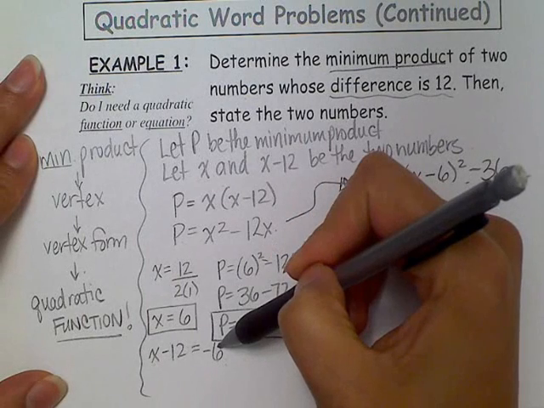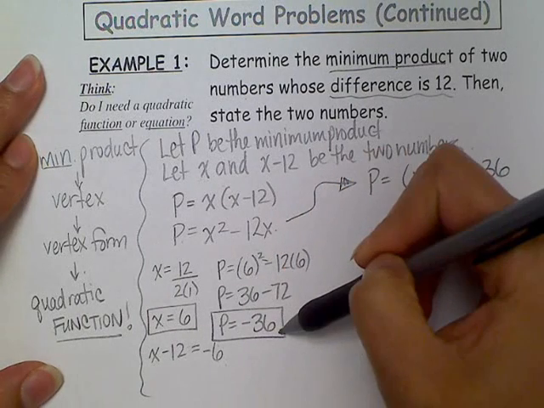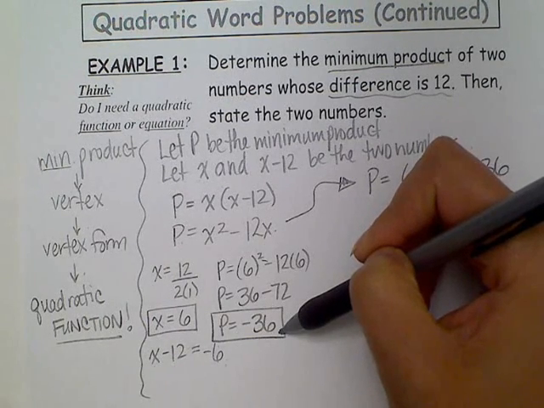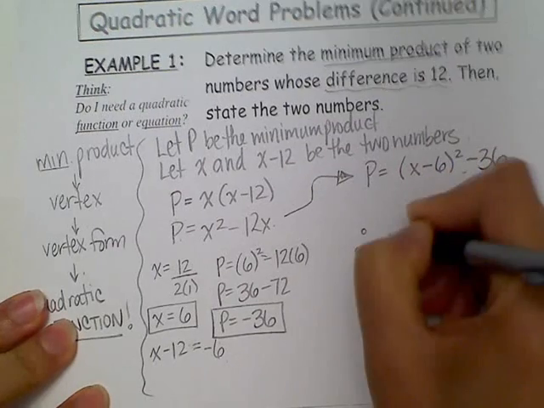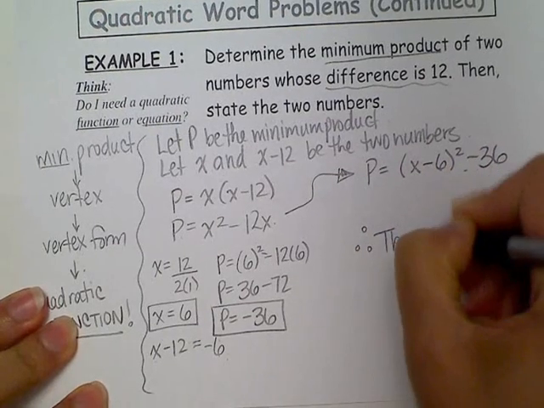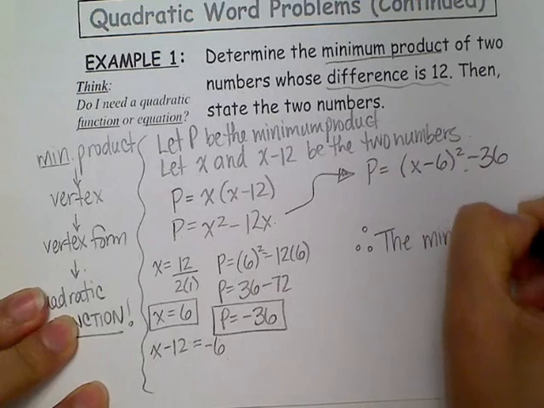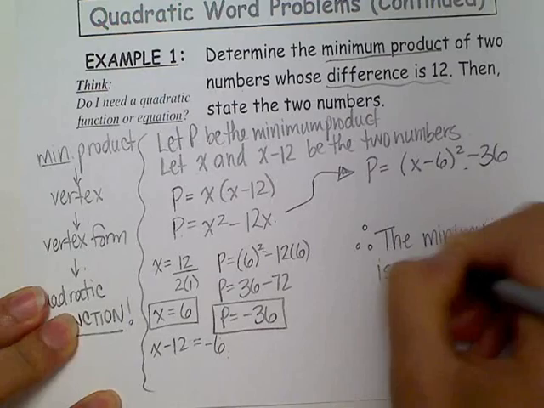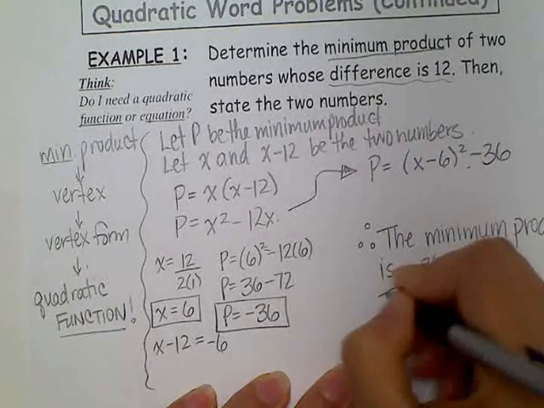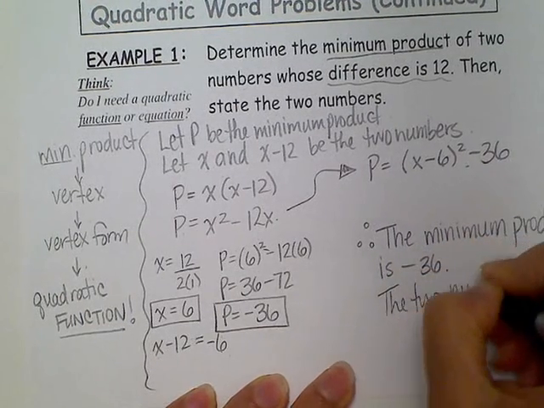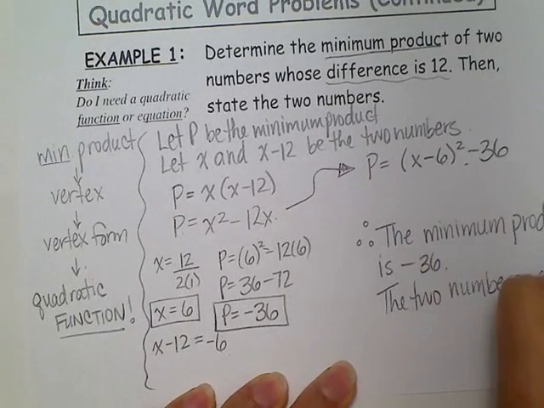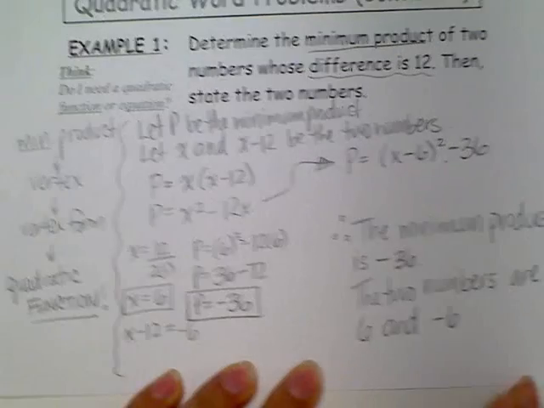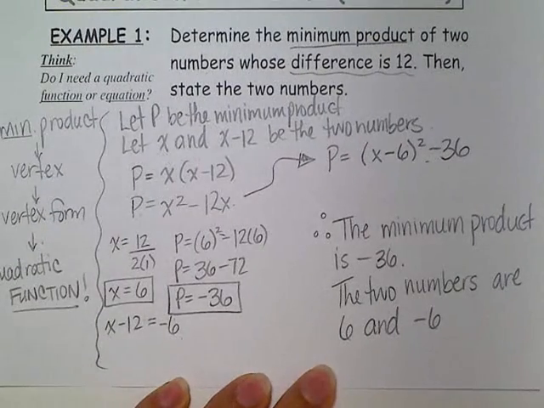Now, you want to make sure that this makes sense, and it does make sense because if I multiply these two numbers together, 6 times negative 6 gives me negative 36. So that's just a quick way to check to make sure that your numbers make sense with your product. Okay? So, therefore, the minimum product is negative 36, and the two numbers are 6 and negative 6.